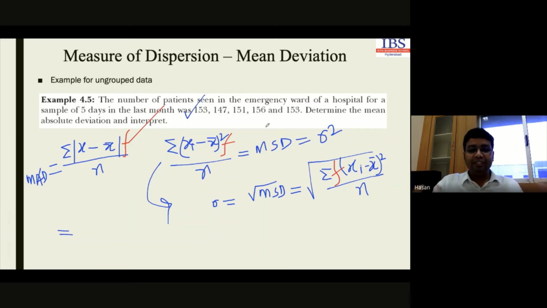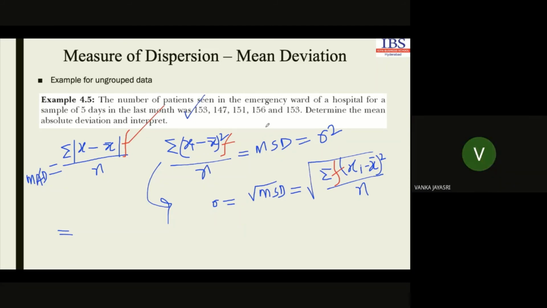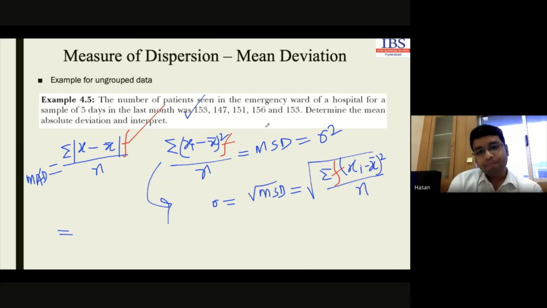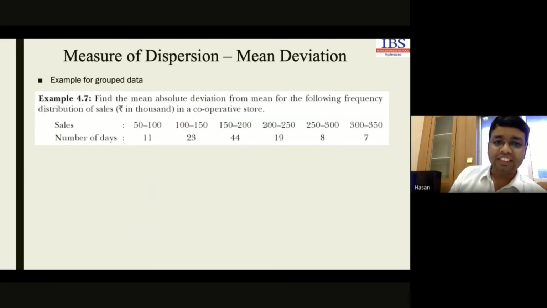Now tell me if there is any doubt, anyone. Is there any confusion, anyone? No, sir. No, sir. No one? Okay, let's see the example here.